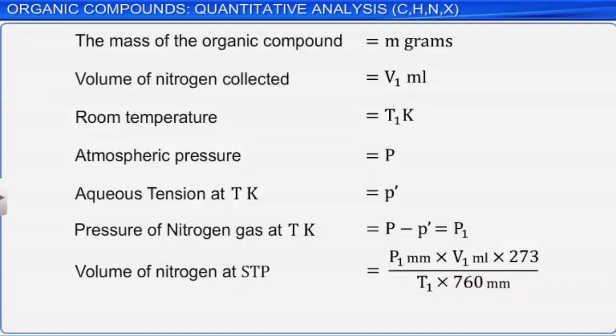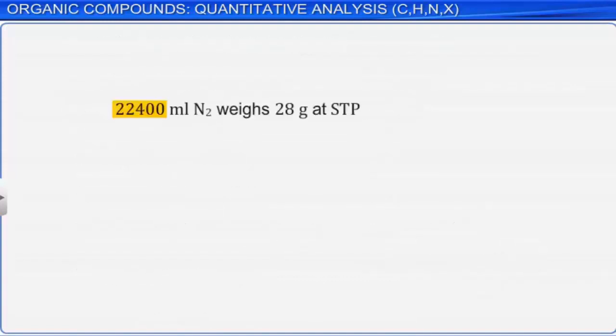As we know, 22,400 ml of nitrogen weigh 28 grams at STP. Therefore, V ml of nitrogen at STP weighs 28 multiplied by V ml divided by 22,400 ml.